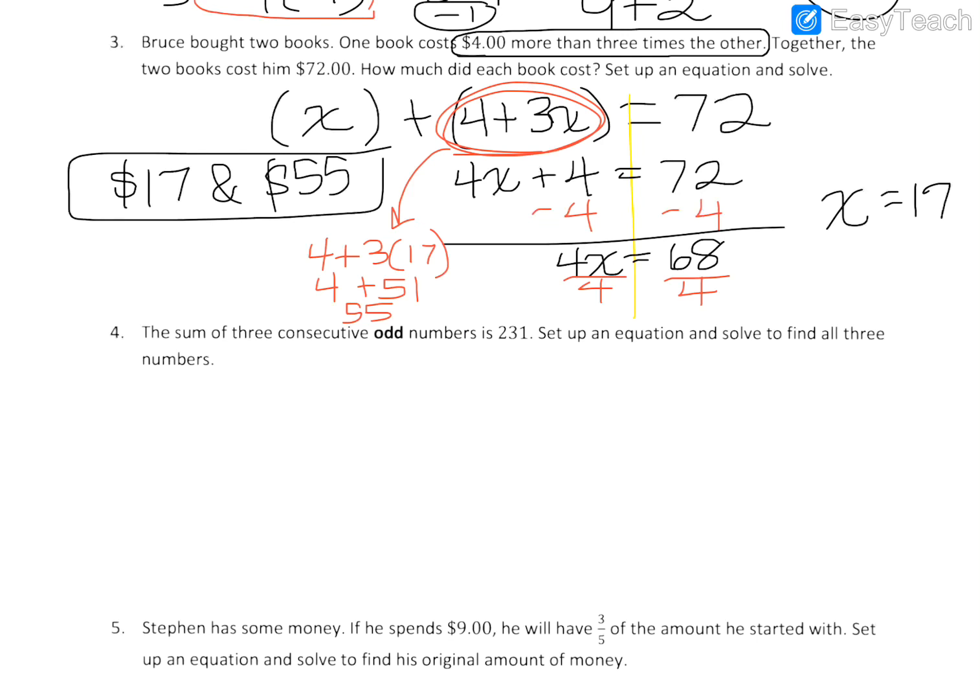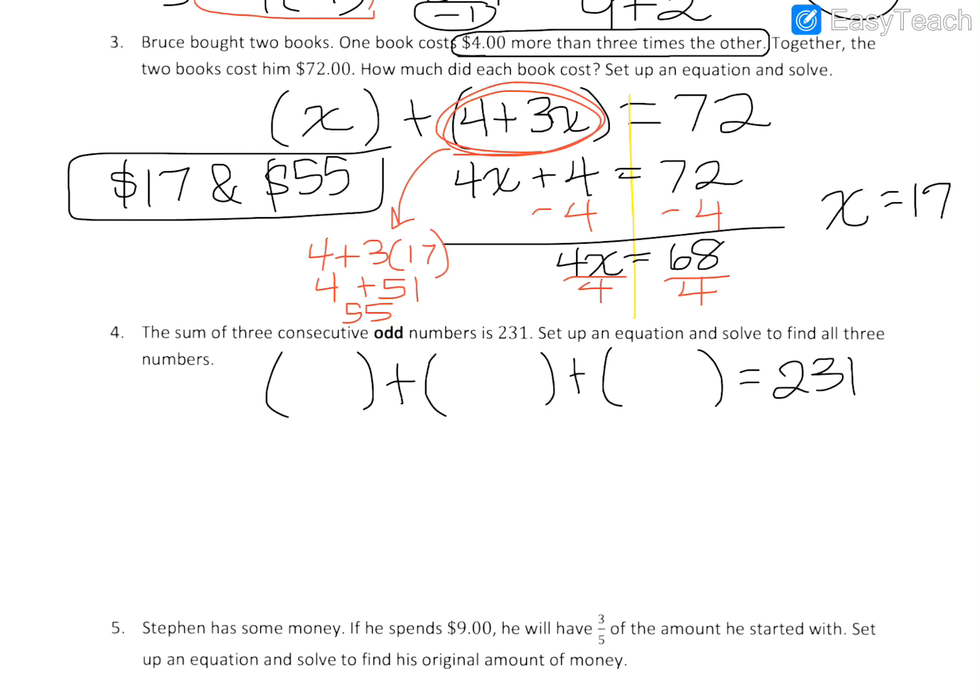All right, let's go to number 4. The sum of 3 consecutive odd numbers is 231. Set up an equation and solve to find all 3 numbers. Okay, so again, remember you want to start with your 3 things that you're adding up to equal 231.